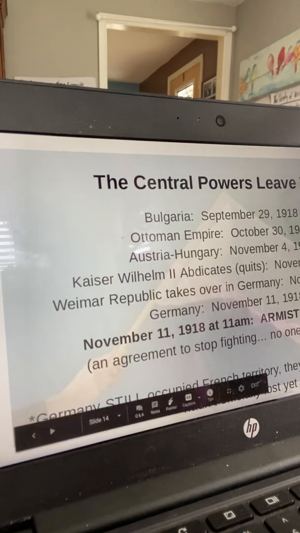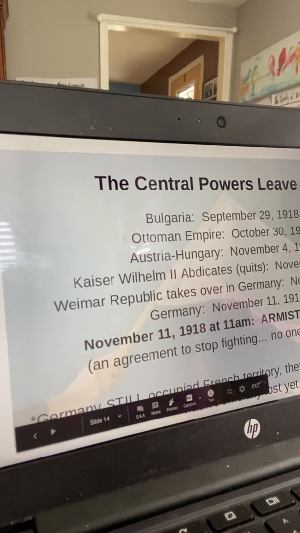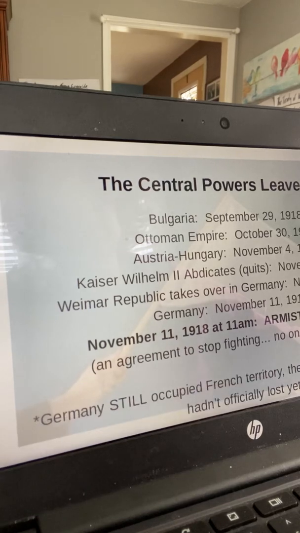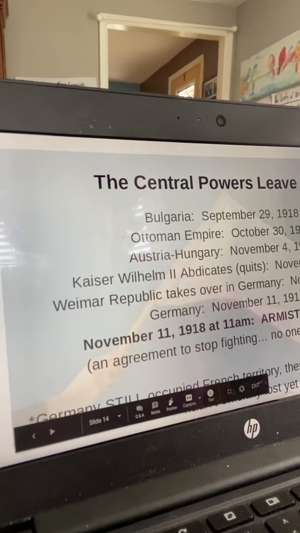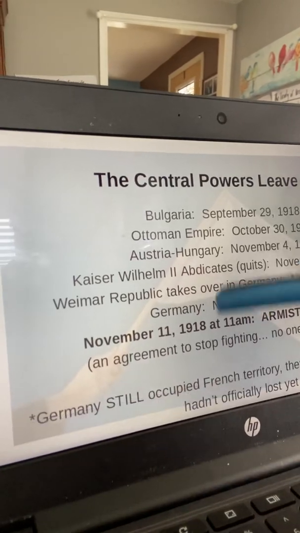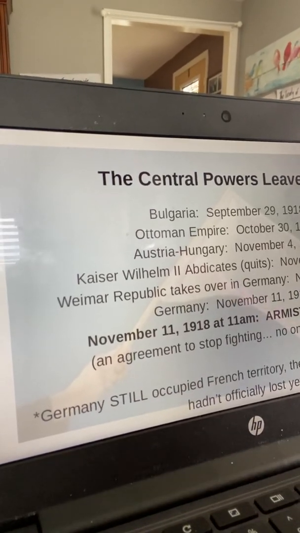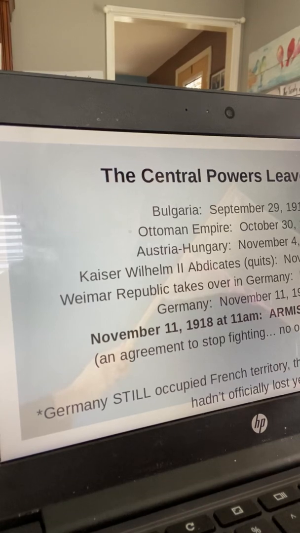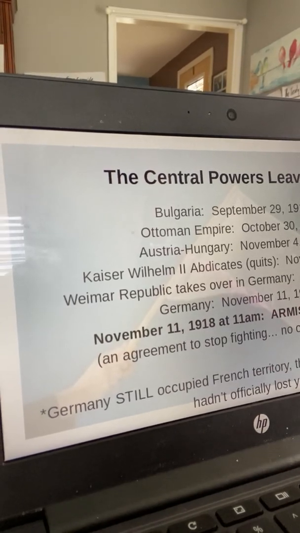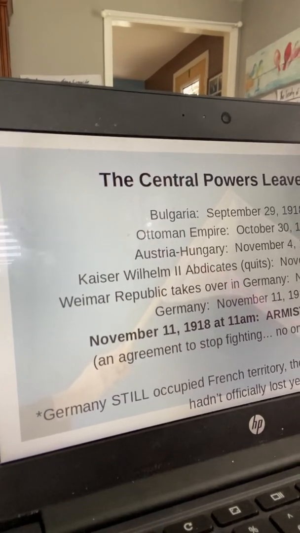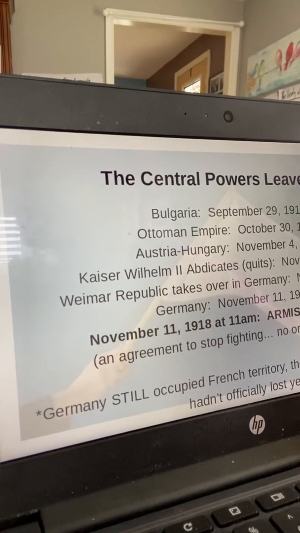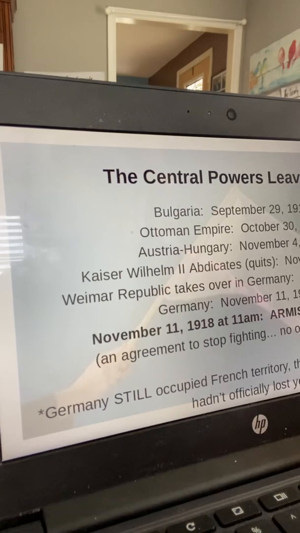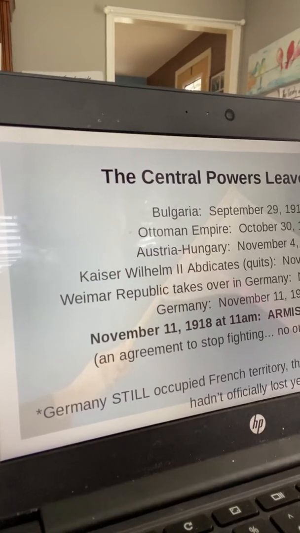Officially, the U.S. and Korea are still in an armistice from the Korean War from 1954. So this is not unheard of. One of the things that you need to remember, when Germany signed this in November of 1918, they still occupied French territory. They hadn't actually lost the war yet. They were going to lose. It was just a matter of a couple of minutes or a couple of footsteps out of French territory, but they still occupied French territory.